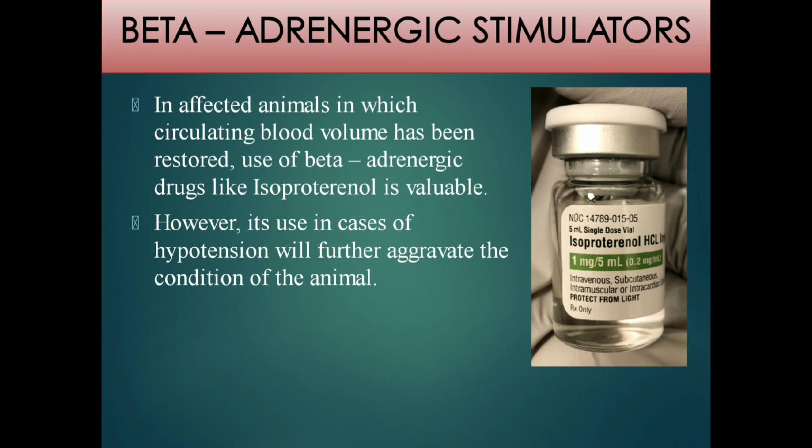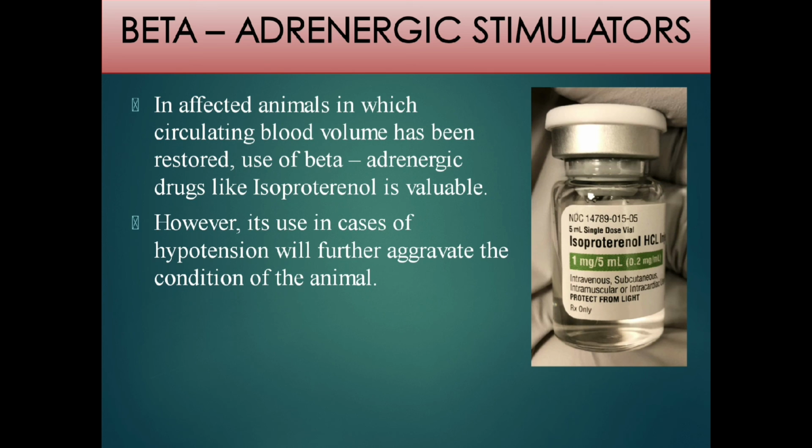However, its use in case of hypotension will further aggravate the condition of the animal, as isoproterenol is both a beta-1 and beta-2 agonist. So, if there is hypotension, then isoproterenol will act on the beta-2 receptors of the blood vessels supplying skeletal muscles and cause vasodilation, further aggravating shock.